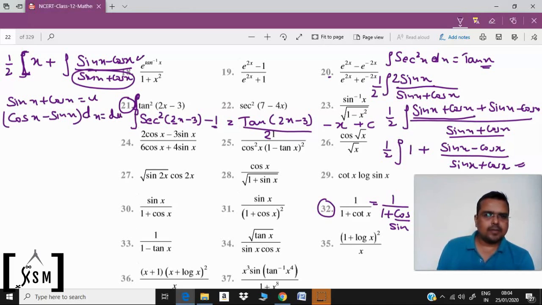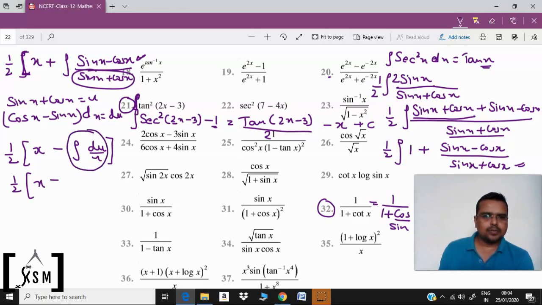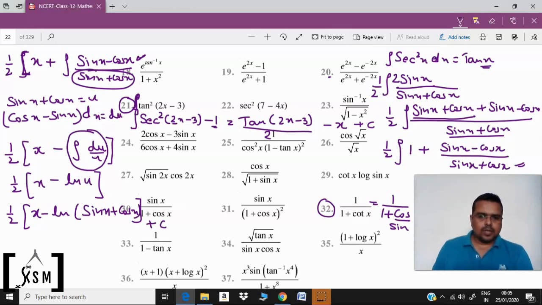right? So half of x minus the integration of du over u, which is half of x minus ln u, and that is ln of sin x plus cos x, plus c. Okay, hope it makes sense. Let's try the next.